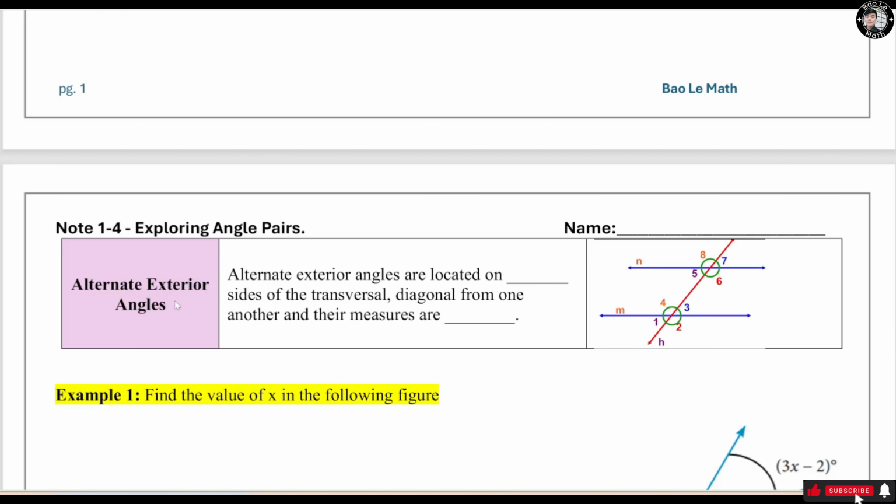Now alternate exterior angles are located on opposite sides of the transversal, diagonal from one another, and their measures are equal. So again, this one is the inner location, right? This one is outer location. This one outer location, right? So for alternate exterior angles, we're going to talk about the outer location, right? So it's going to be angle 1 and angle 7, right? Angle 2 and angle 8.